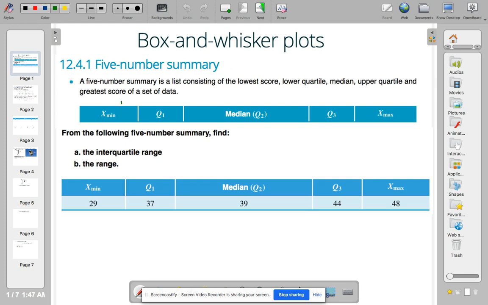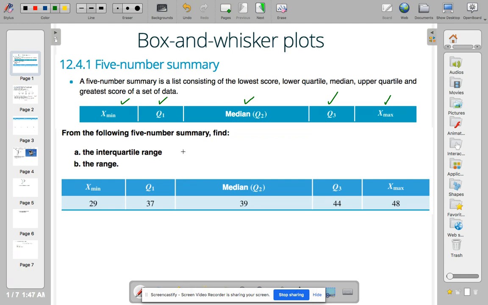There's a thing called the minimum, which is the lowest score, the lower quartile, the median, the upper quartile, and the maximum score. Okay, and just to review what we've done already, here's what's called the 5-figure summary, and we can calculate the interquartile range or the range.